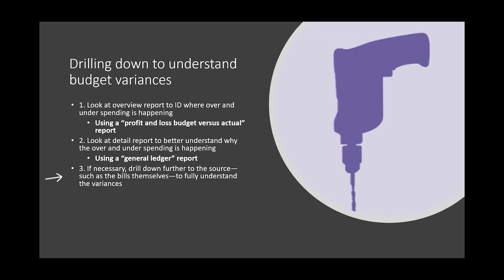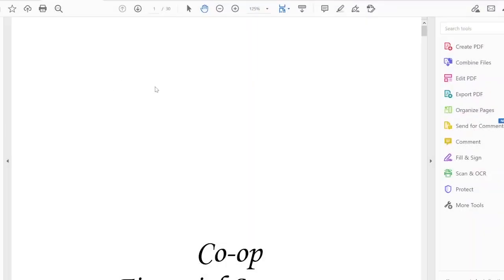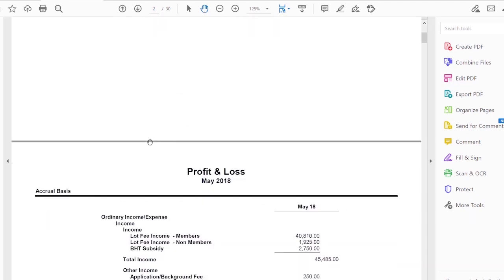Step 3, if necessary, drill down further to the source, such as the bills themselves, to fully understand the variances. And Step 4, if possible, come up with a suggestion to correct the problem. Now let's try to do this with a ROC's real set of financials. Here we're looking at a co-op set of financials from a few years ago.